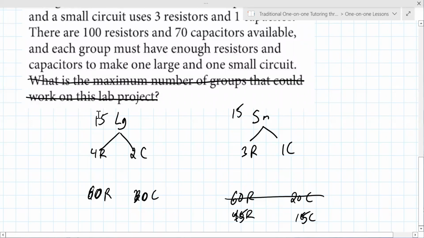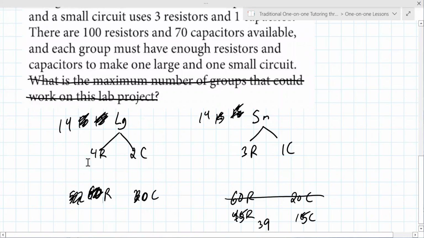Okay, so maybe we try 13. Okay, so 13 times 4 is 52 resistors. 13 times 3 is 39 resistors. And that's 91. I think we still have some room. So let's try 14. And it's an iterative approach. You just keep trying until you get something within reason.